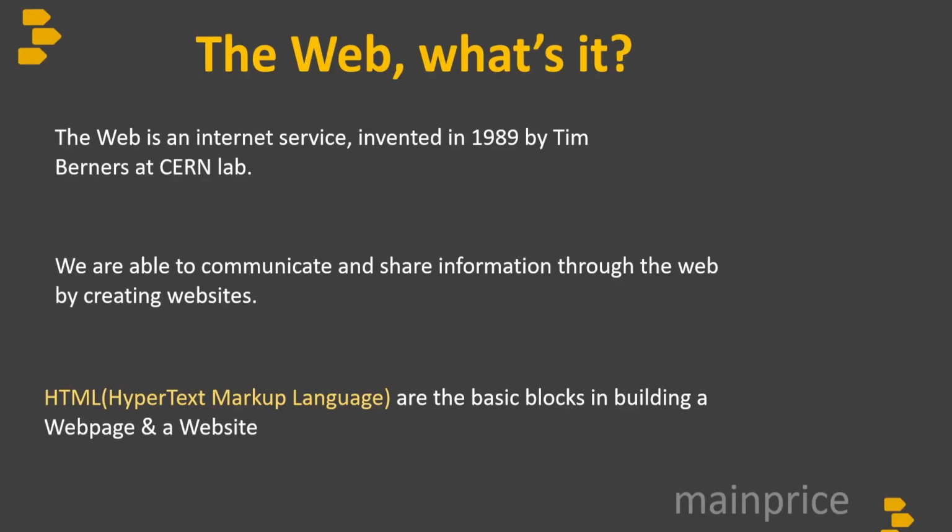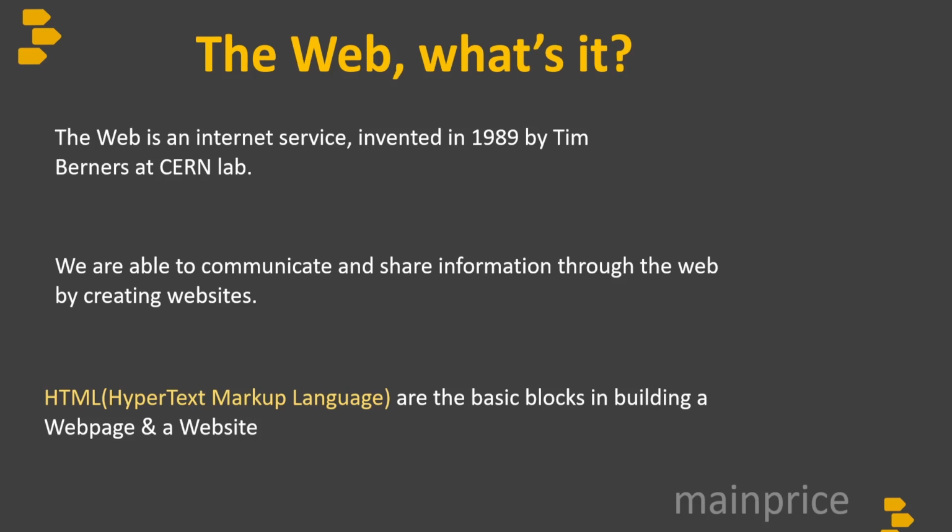So the web is an internet service invented in 1989, but it went mainstream in 1991. It was invented by Tim Berners-Lee in Switzerland, at CERN, to enable scientists to communicate and share information among themselves. The web itself is made up of web pages. A collection of web pages is called a website. And what differentiates a website is its hyperlinks, right?